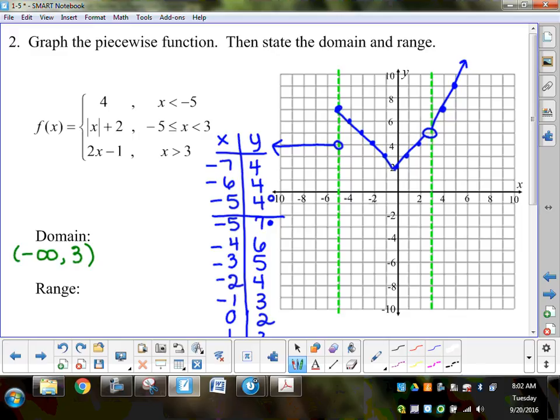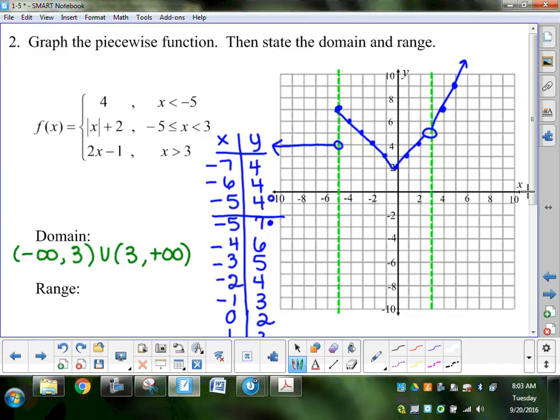Good. Now, does the graph stop at 3? You just have to jump over it and then resume. So, how do I jump over it? We put a U there for the union of sets. What's the second interval then going to be? 3. See how it continues out forever? So list that as 3 out to positive infinity.